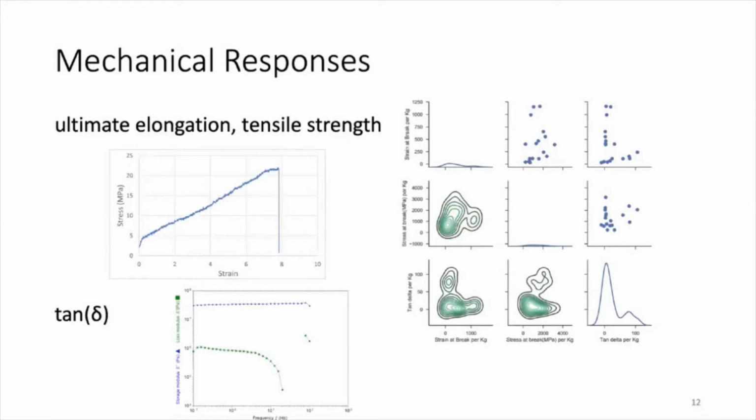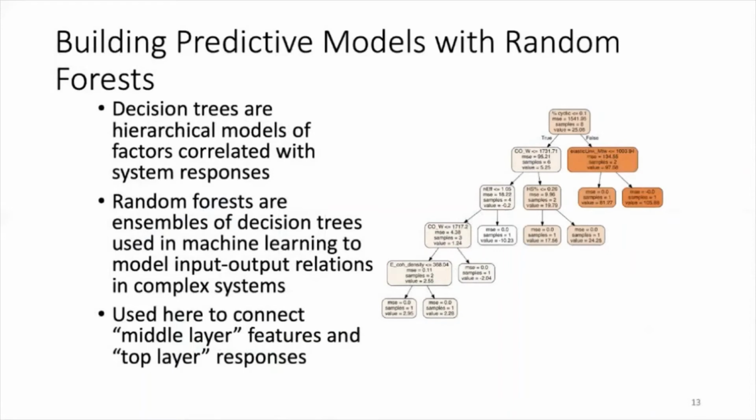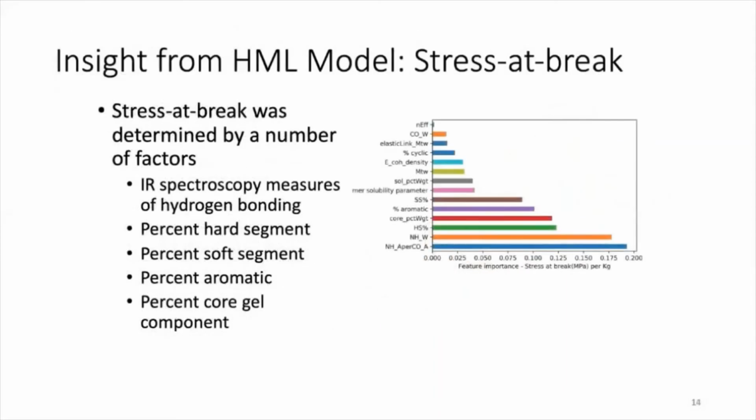But it's a good idea to go through your data and look for these kinds of hidden correlations. There are many tools in machine learning that can be used to build these kinds of predictive models. And our algorithm is, in a way, an algorithm of algorithms. We used a tool called a random forest in one of the steps to relate how the mechanical properties depend on what we call our middle layer variables. The nice thing about random forest approaches is that you can actually generate a sort of hierarchical list of the features that were most important in determining a response, at least based on your data.